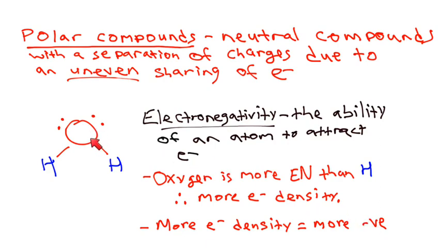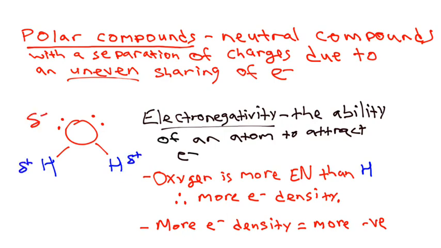So now you can see oxygen has 8 electrons around it. 4 of them are lone pairs, so 2, 4, and each bond is 2 electrons, so 2, 4, 6, 8 electrons. And the electrons are being more attracted to the oxygen. So therefore, it's going to have more electron density. It's going to be more negative than the hydrogens, which don't really do a good job of attracting electrons.